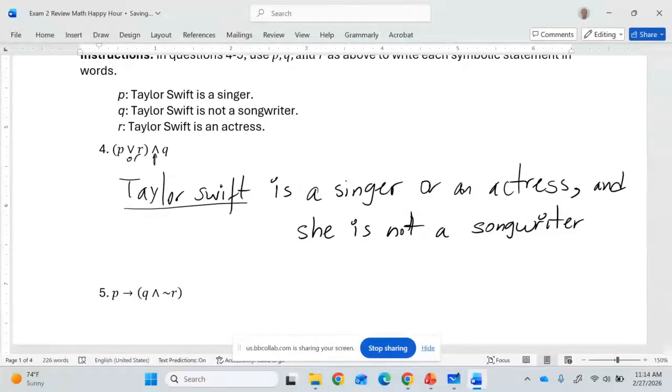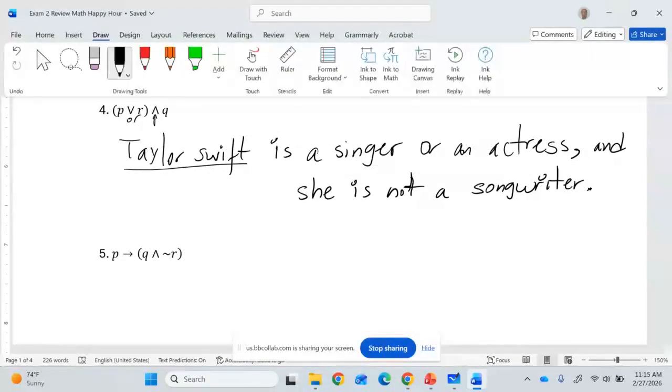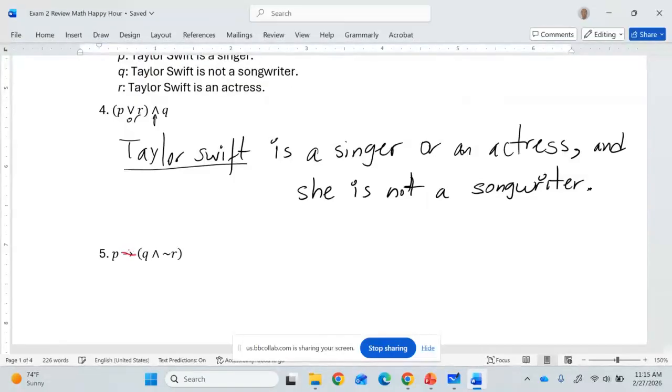So all of those symbols represent this statement or this compound sentence, which says Taylor Swift is a singer or an actress, and she's not a songwriter. So moving on to the next example, this is the one that has the conditional. I know there's a conditional because I see the arrow right there. So this is an if and then.